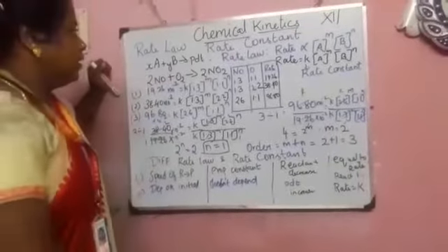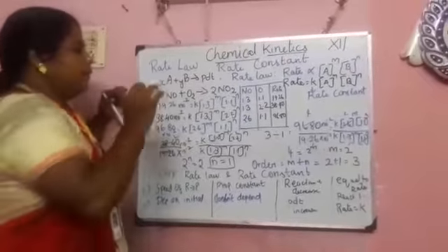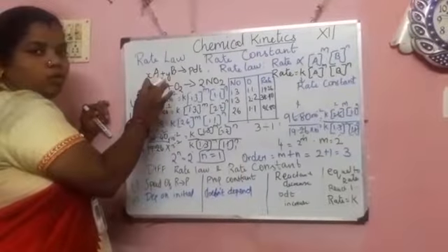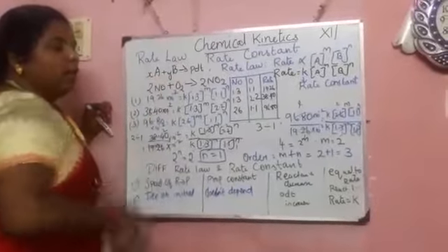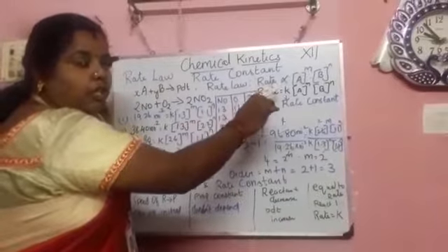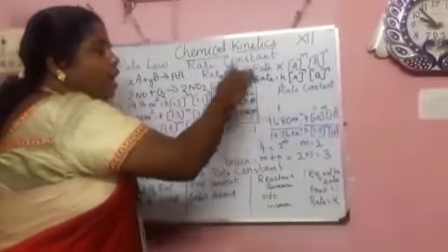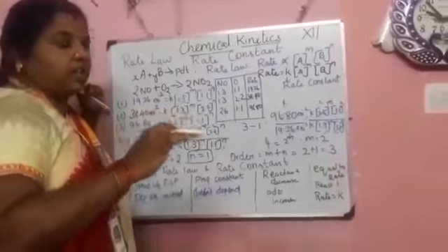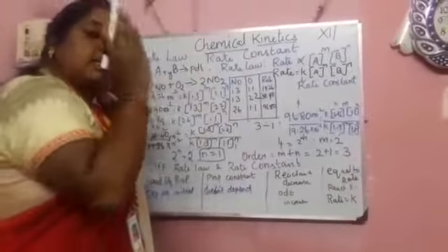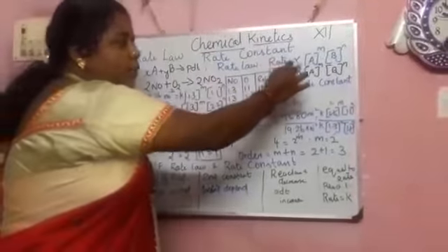The next topic is rate law and rate constant. Let's consider as an example a reaction: x moles of A with y moles of B form the product. According to the rate law, the rate is directly proportional to the concentration of the reactants. What is meant by rate? The speed of the reaction. Whenever you increase the concentration of the reactant, automatically the speed also increases. If you decrease the concentration, the speed decreases. That is the proportionality.